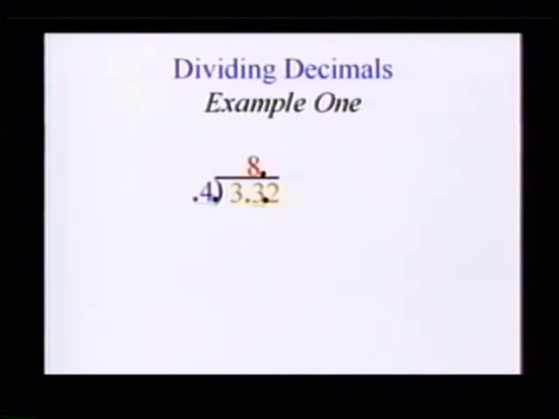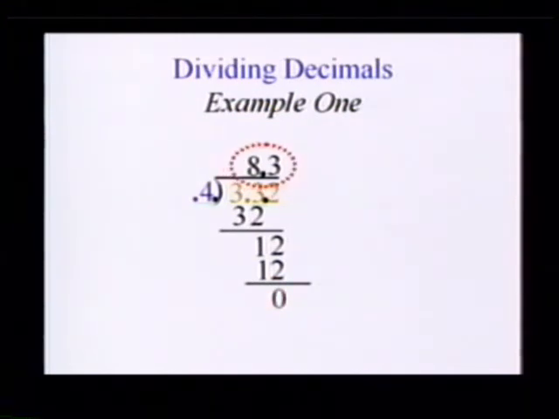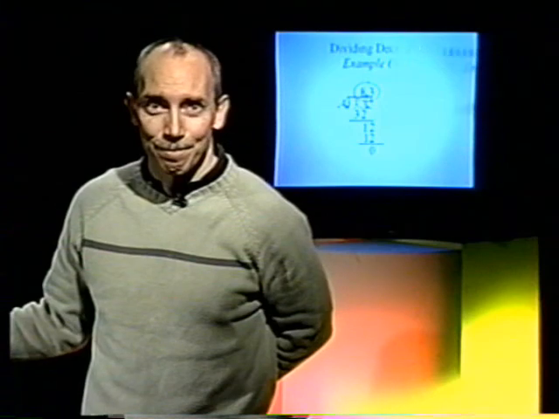33 goes 8 times. Multiply, subtract, bring down the next number. 4 into 12 goes 3 times. Multiply, subtract, bring down the next number. Oh, there isn't a next number, so we've got ourselves an answer. The answer is 8 3/10. Thank you, sir. May I have another?